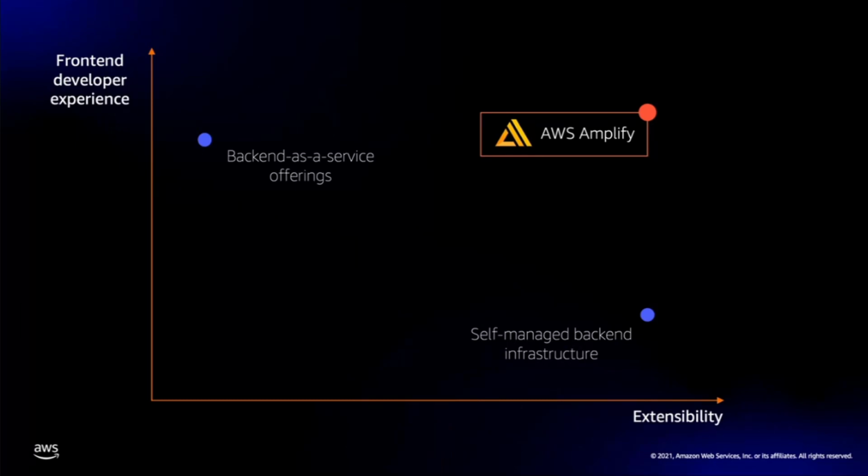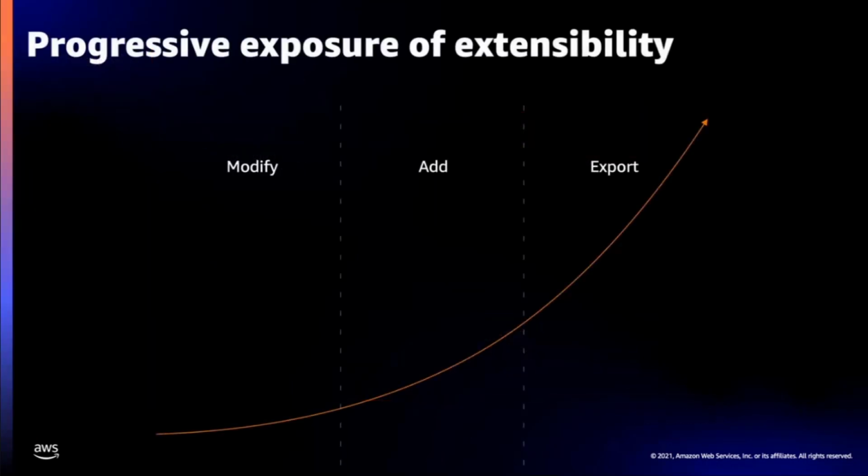So looking at this problem, extensibility, we've really figured out that customers progressively need to be exposed to more and more extensibility, and they usually fall into these three buckets. Number one, they deeply care about how they can modify resources that Amplify generates.